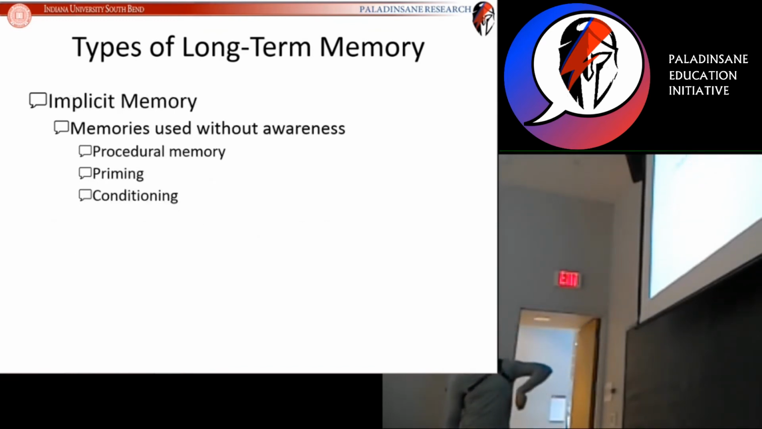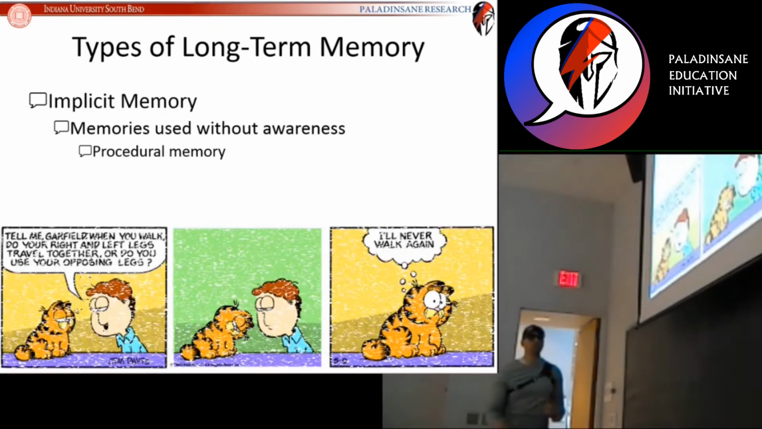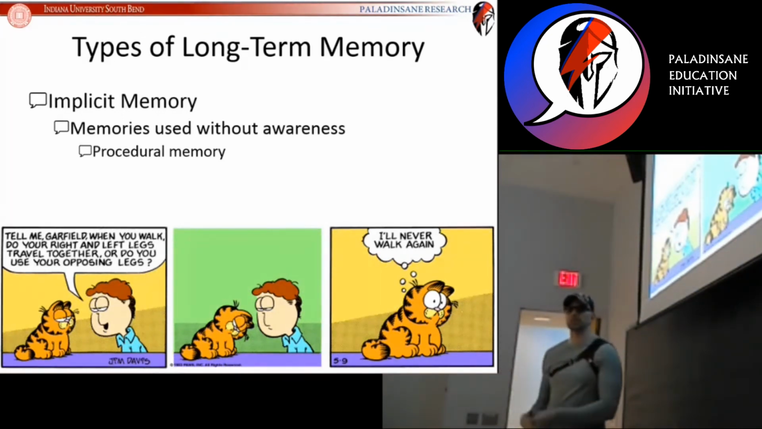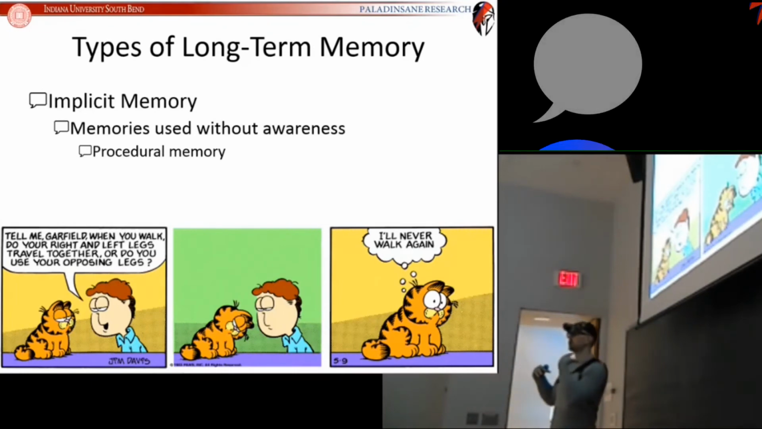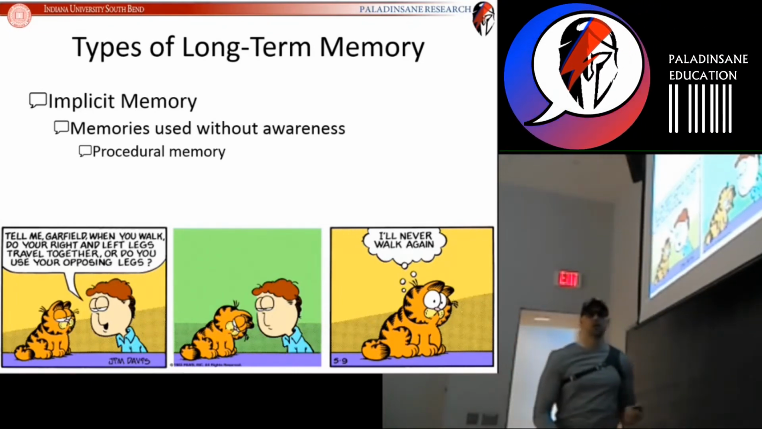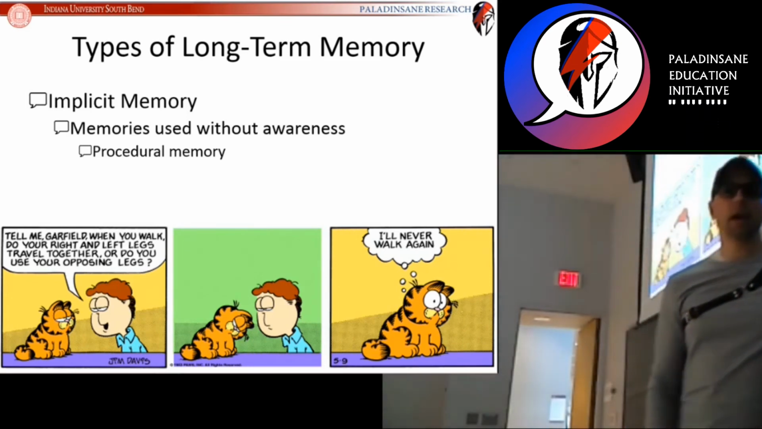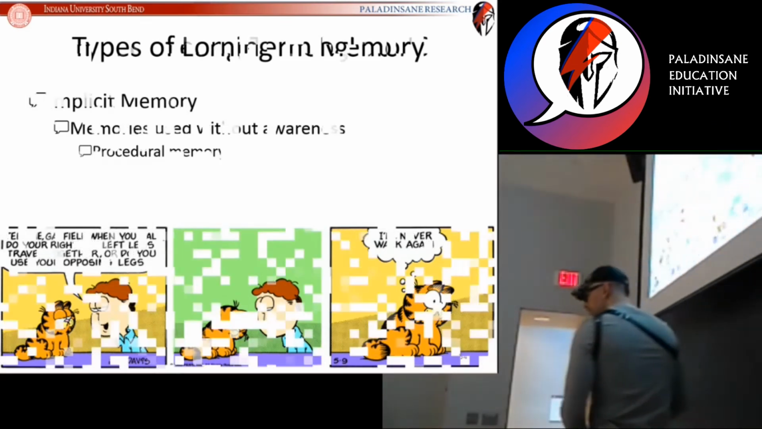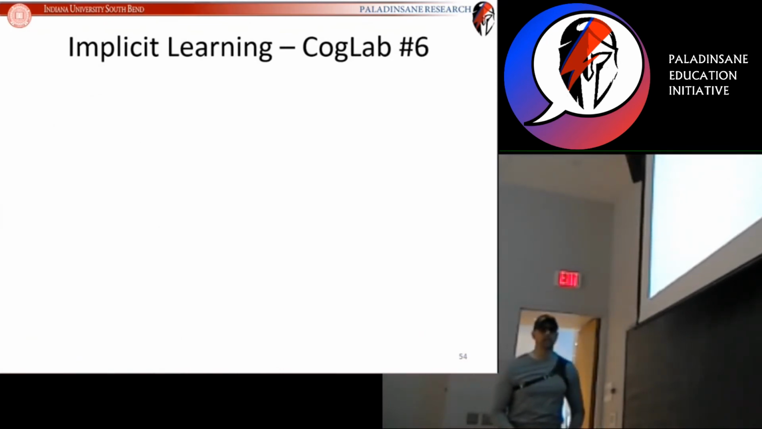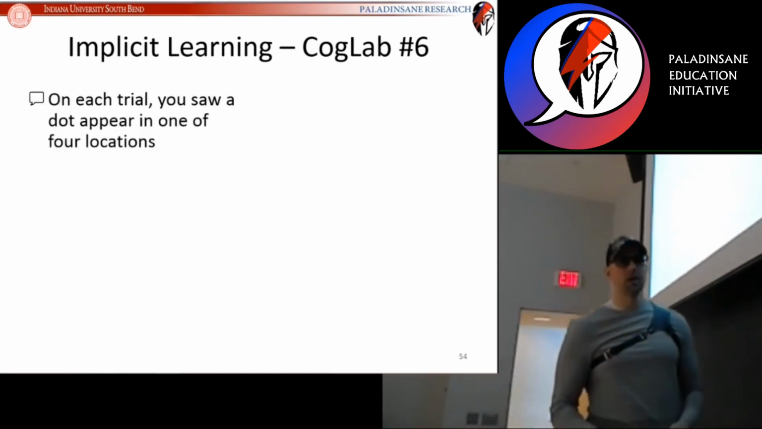All right. So those are the different types of long-term memory. We got implicit versus explicit. Implicit memory that you use without awareness. Explicit memory that you are very conscious of, that you are aware that you are using. And we're going to take a look at how we can test to see what do we know that's implicit, what do we know that's explicit in this implicit learning CogLab.